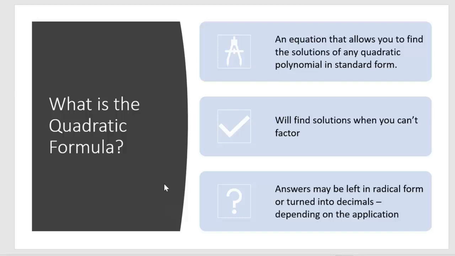The answers for these we'll leave either in radical form, so we'll simplify the radicals and reduce the fractions if possible, or we can just leave the answers in decimal form. The form of the answer we're looking for will depend entirely on the application. For us, the questions will guide us as to which form the answer should take.